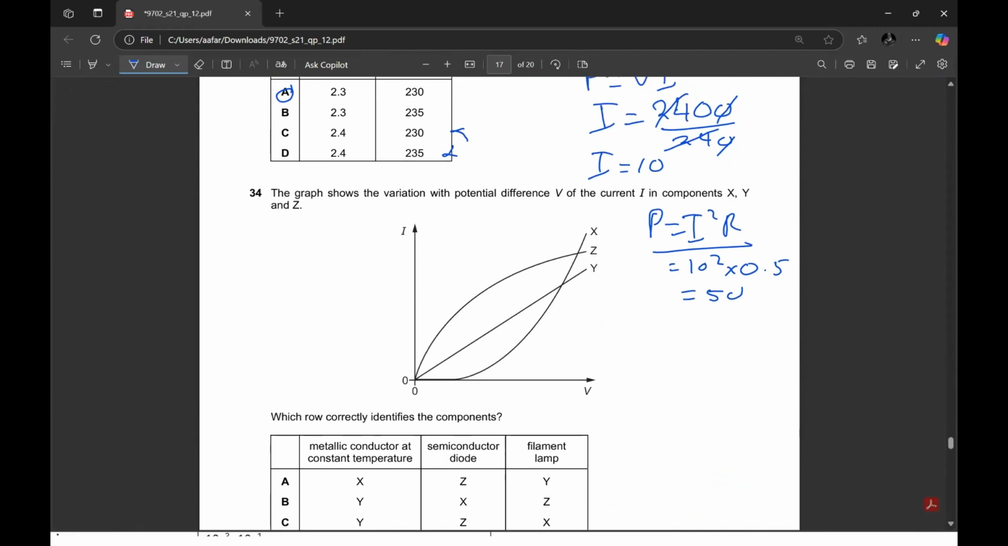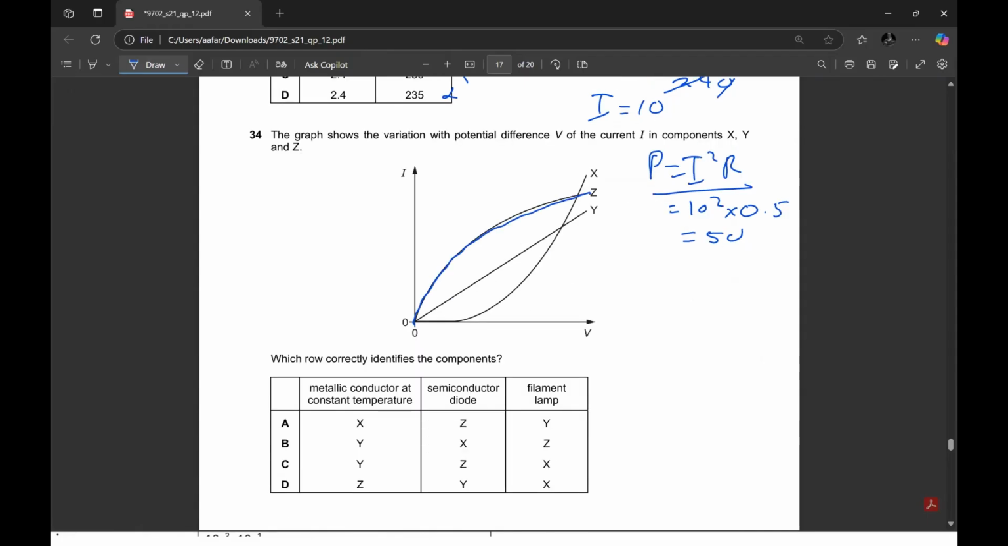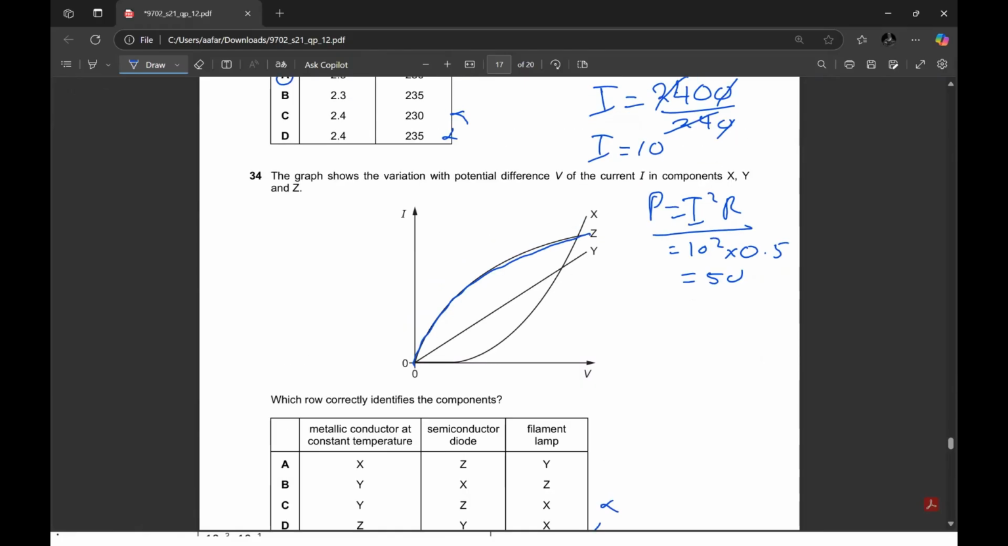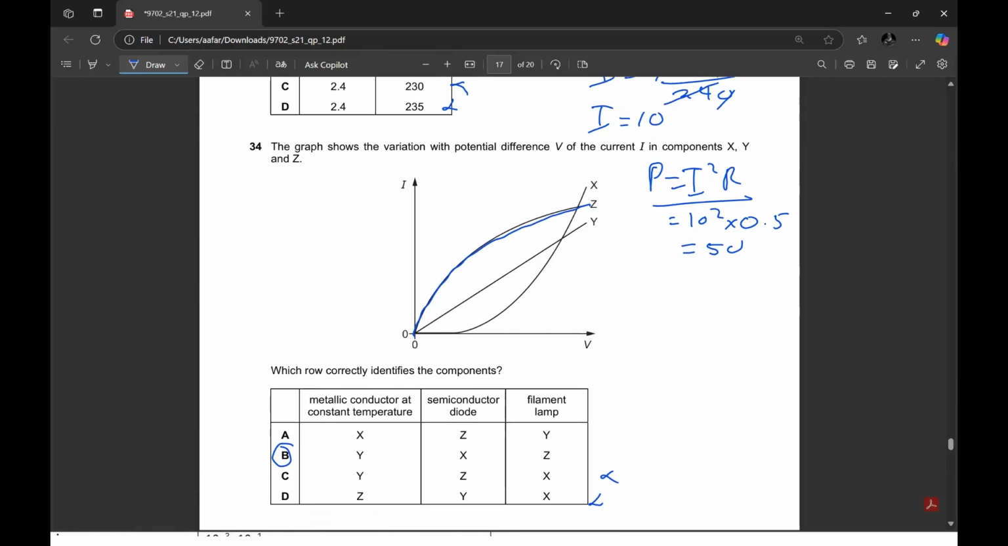Okay, so let's first find the filament lamp. We know the filament lamp will be this, since as the current increases, the resistance increases, so voltage increases. So the filament lamp is Z. So is it P? No, it can't be that easy. So P, I just need to find the filament lamp.